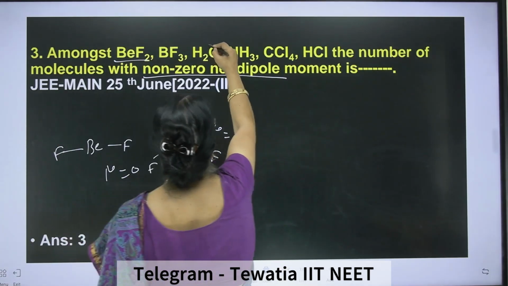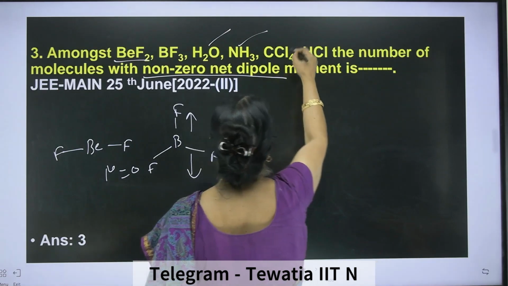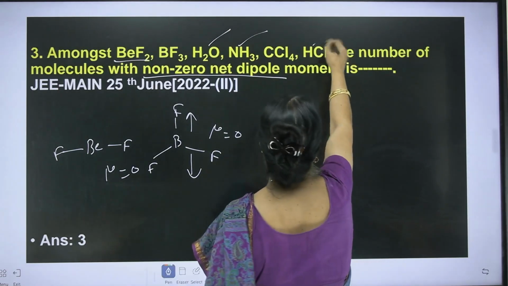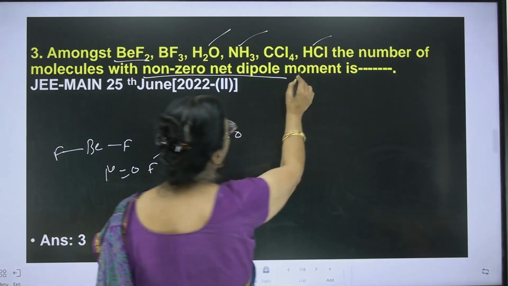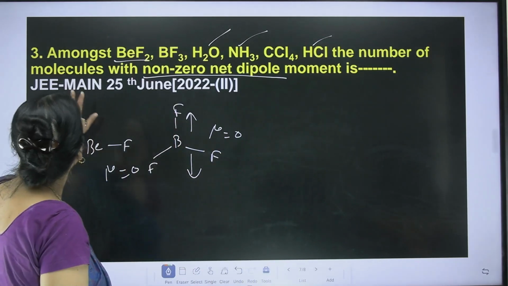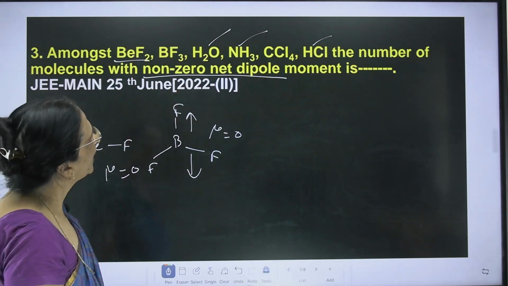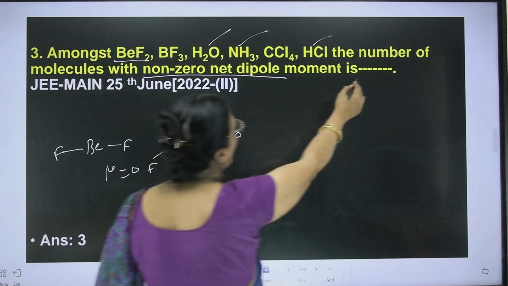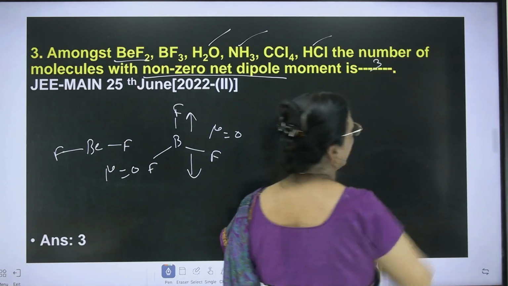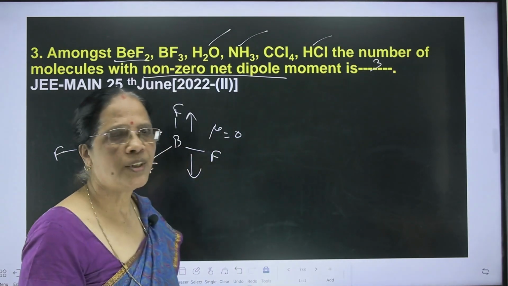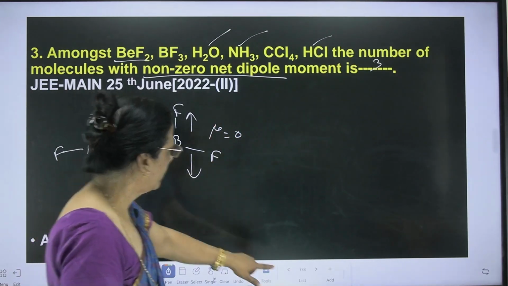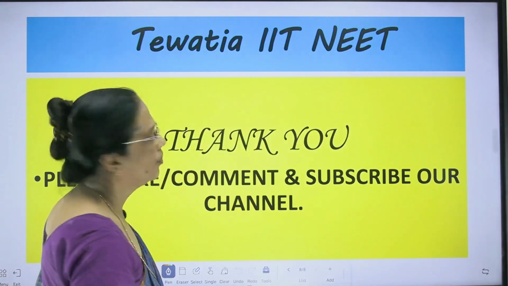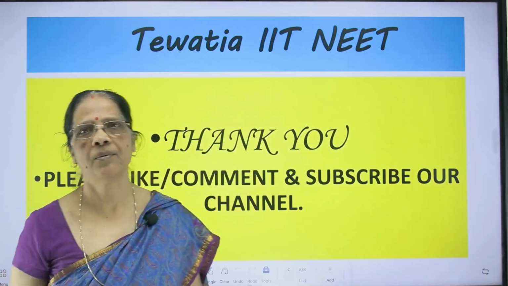But here it is not 0, ammonia not 0, again carbon tetrachloride 0, HCl not 0. So there are 3 molecules where there is a non-zero net dipole moment. So the question is to calculate the number. So simply we have to write, clear? So there are 3 molecules where the dipole moment is non-zero. Okay. So this is numericals. Thank you.